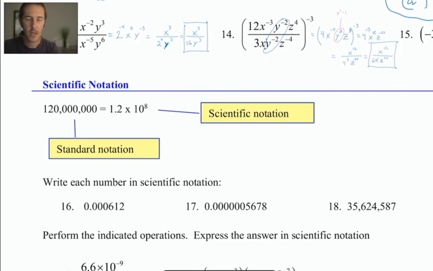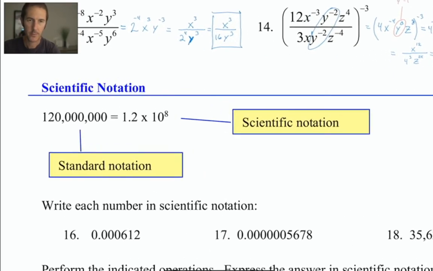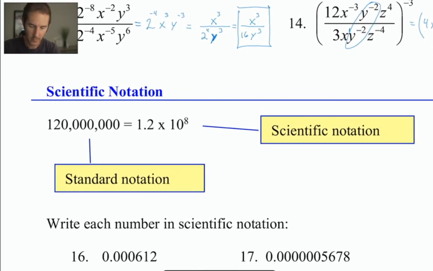And then the other little subtopic I want to talk about in this section is scientific notation. Scientific notation is almost exclusively used when you're working with really large numbers or really small numbers. So here I would say that 120 million is a relatively large number. To write that standard notation number in scientific notation, you're going to have two components. The first component is this number, in this case 1.2.